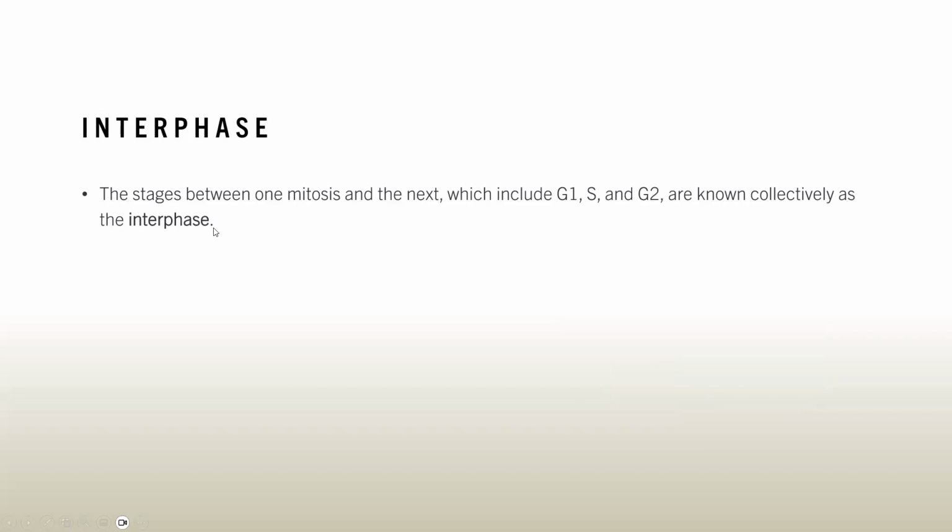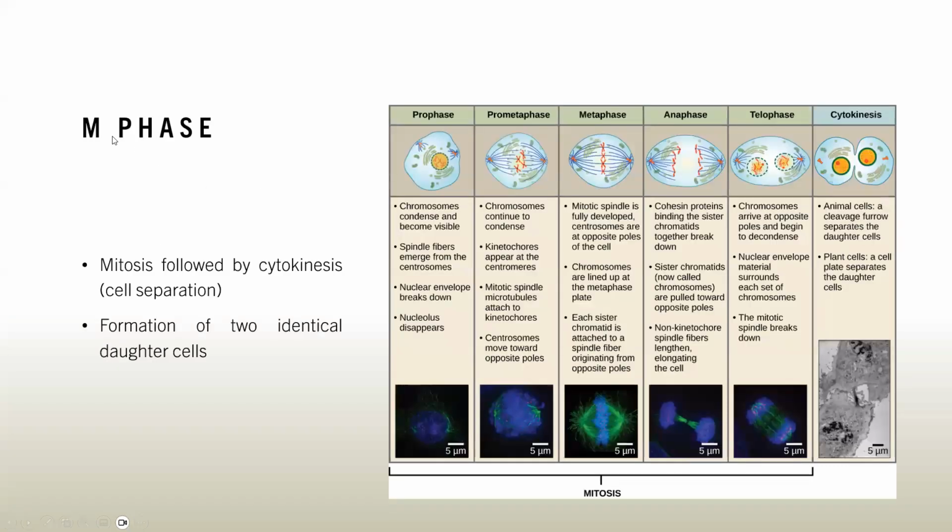Interphase, as I told you, covers the stages between one mitosis and the next, and it includes G1, S, and G2. M phase is mitosis followed by cytokinesis, cell separation, and formation of two identical daughter cells. Now over here we can see prophase. Chromosomes condense and become visible. Spindle fibers emerge from the centrosomes. The nuclear envelope breaks down and the nucleolus disappears in prophase.